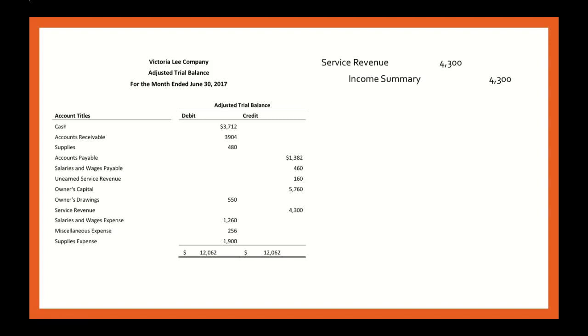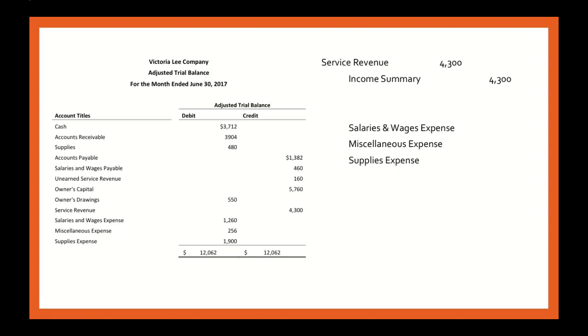The next step is to close our expenses to income summary. Well, we have 3 different expense accounts. We have salaries and wages, miscellaneous, and supplies. And expense accounts have a normal debit balance. So to close an expense account, we will need to credit all of our expenses. So we credit salaries and wages expense, credit miscellaneous, and credit supplies expense.